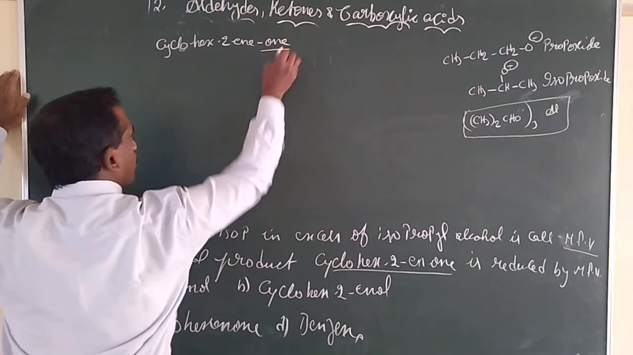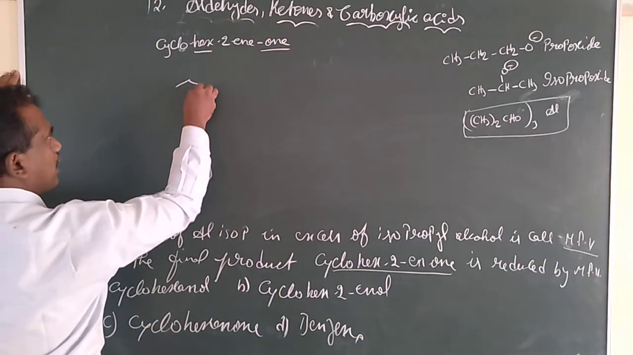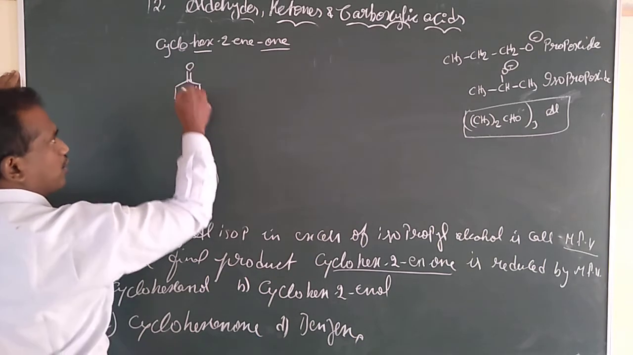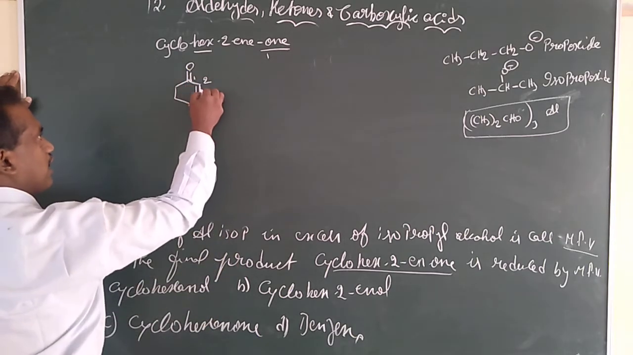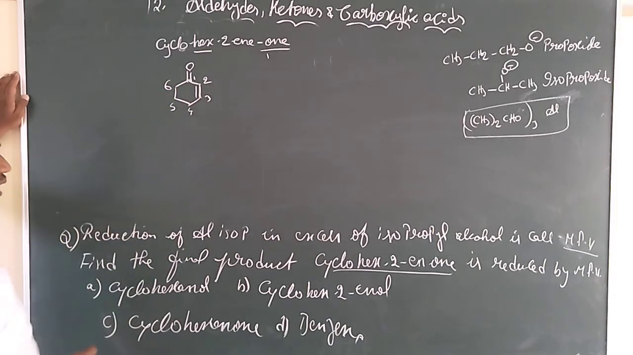Cyclohexenone means the ketone is already at the first position. Hex means how many carbons are there? Six carbons are there, right? The ketone is at the first position itself, so there is no need to mention it again. Second position: here 1, here 2, here 3, here 4, here 5, and 6.